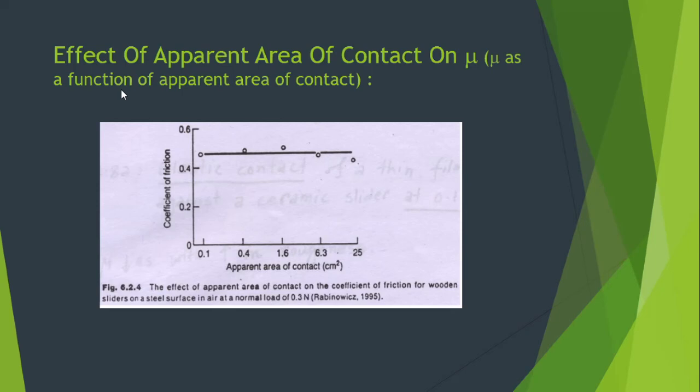Effect of area of contact on coefficient of friction. For wooden sliders on a steel surface, the apparent area of contact was varied by a factor of about 250 and the normal load was kept constant. The coefficient of friction remains constant, proving Amontons' second law.